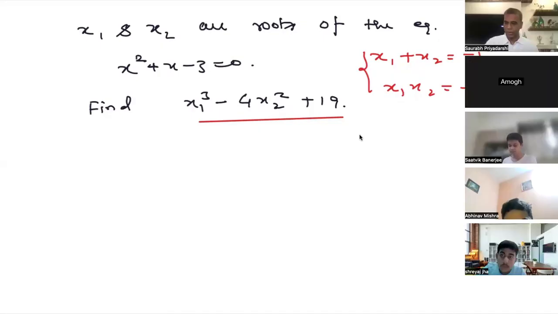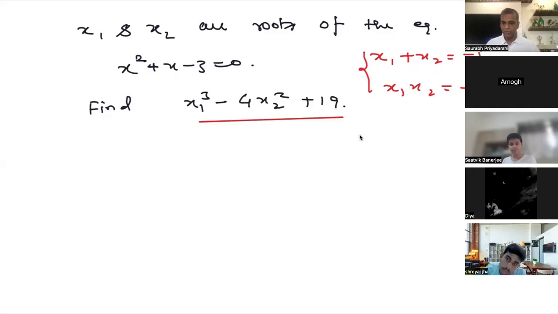Dia, good afternoon, beta. Good afternoon, sir. Just started, na? This is the first question, na? Okay, sir. May I start now? Okay. So, please, Anushka, please explain how you have done, beta.